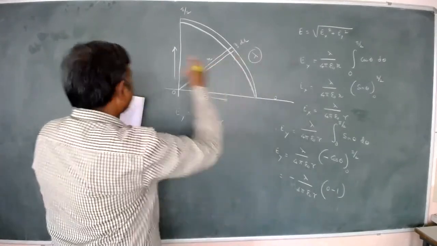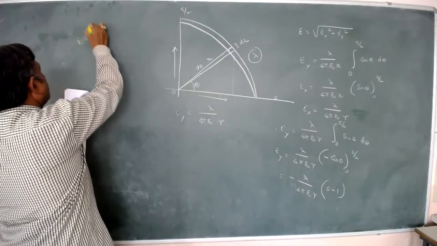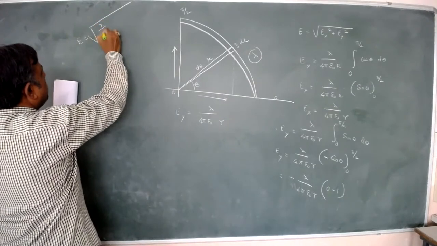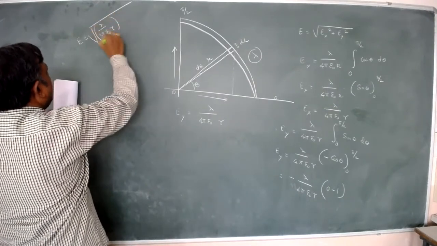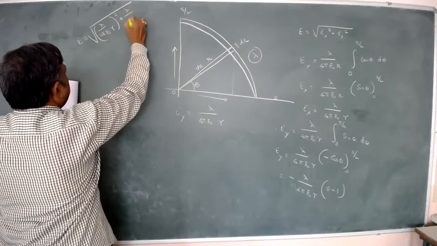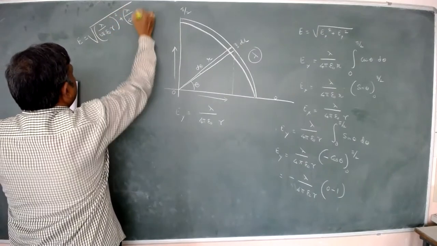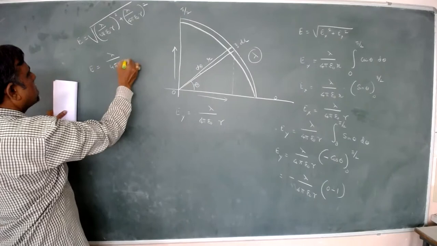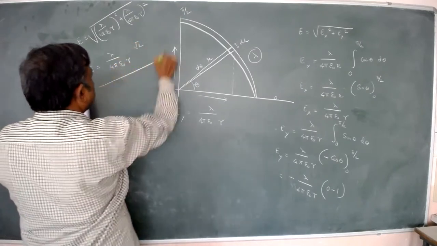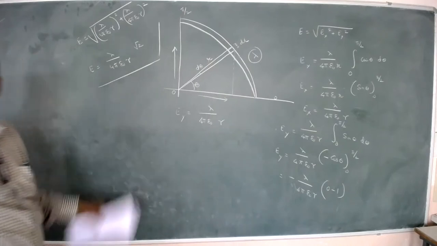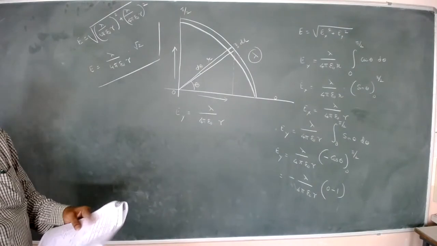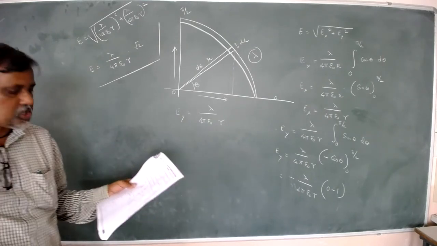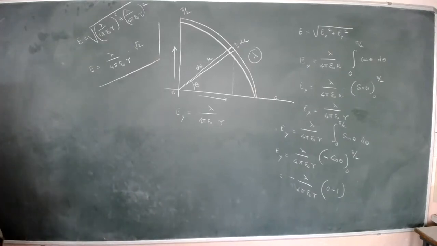So Ey in this particular case is lambda by 4 pi epsilon naught r. Now the net electric field, that is E, is equal to under root Ex square plus Ey square, which is lambda by 4 pi epsilon naught r whole square plus lambda by 4 pi epsilon naught r whole square. So E is equal to lambda by 4 pi epsilon naught r into root 2. Which option will it be? Option A, root 2 lambda by 4 pi epsilon naught r.